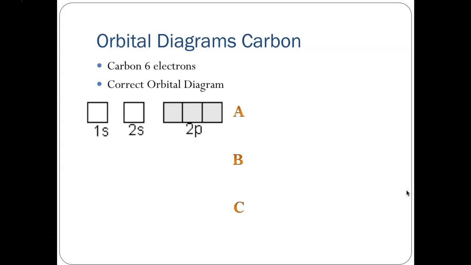So here we have an orbital diagram. We have 1s, our lowest energy level orbital, then 2s, then 2p. So 6 electrons means we need 6 arrows. Each electron is represented by an arrow. We have one down, then one up, then one down, then one up. So that's 4 electrons. And then we need 2 more.